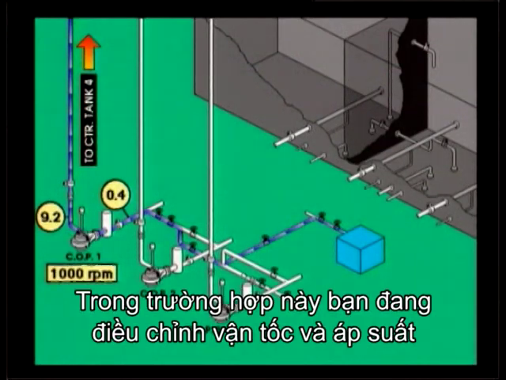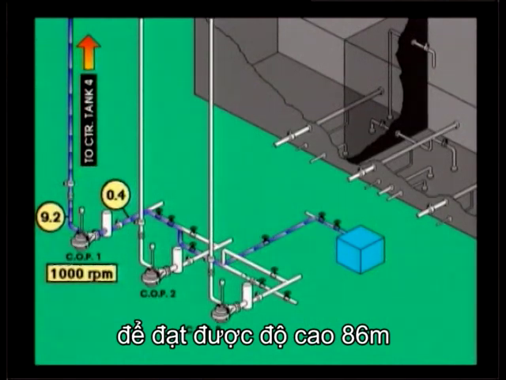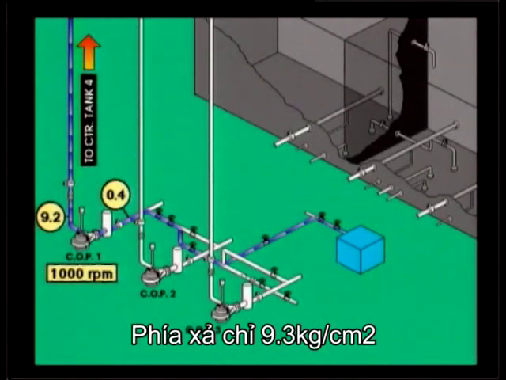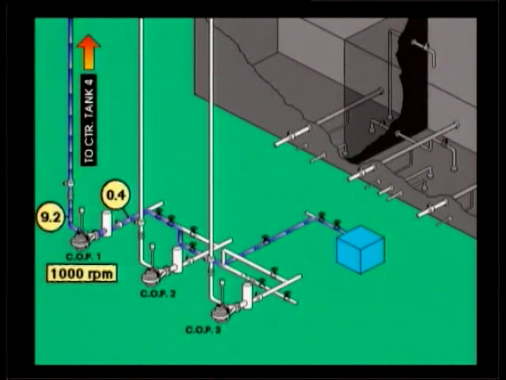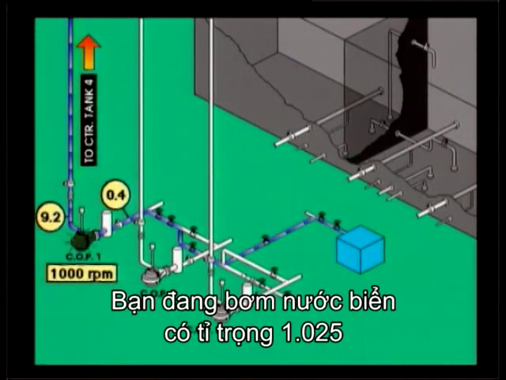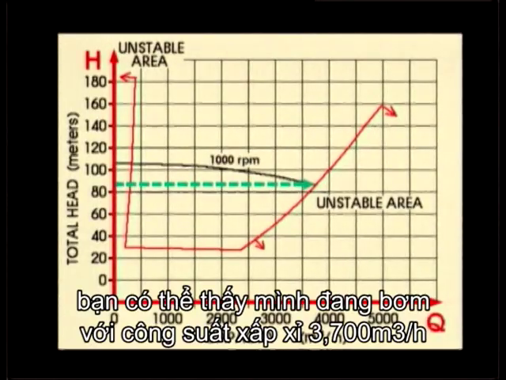In this case, you're adjusting the speed and the pressures to get a head of 86 metres. Discharge side shows 9.3 kilograms per square centimetre, and the suction side 0.4 kilograms per square centimetre. You are pumping seawater with a specific gravity of 1.025. From the HQ curves, you can see you are pumping approximately 3,700 cubic metres an hour.